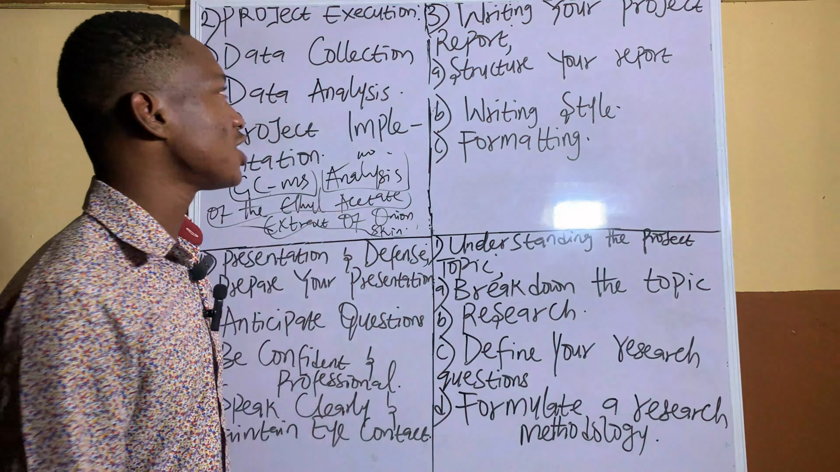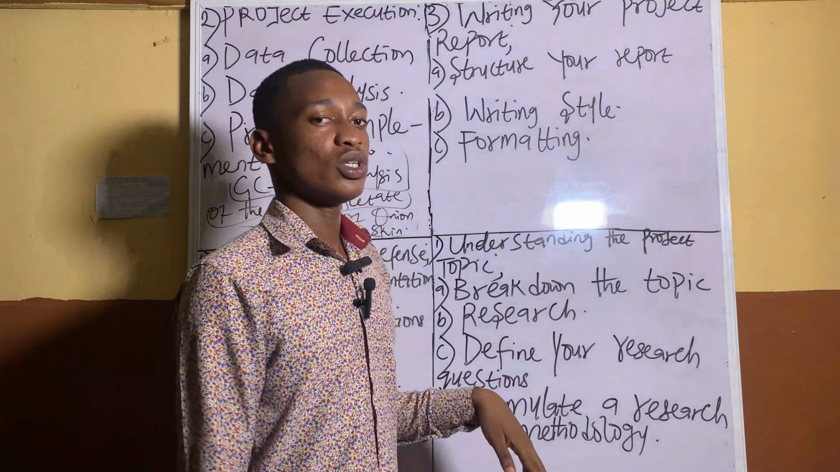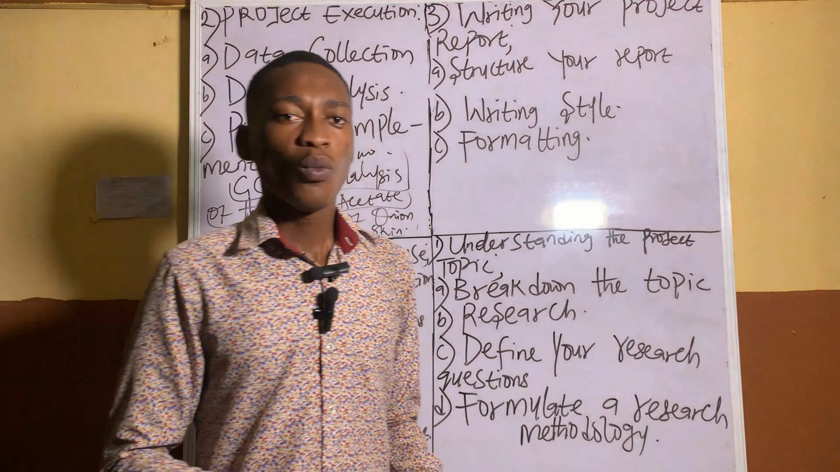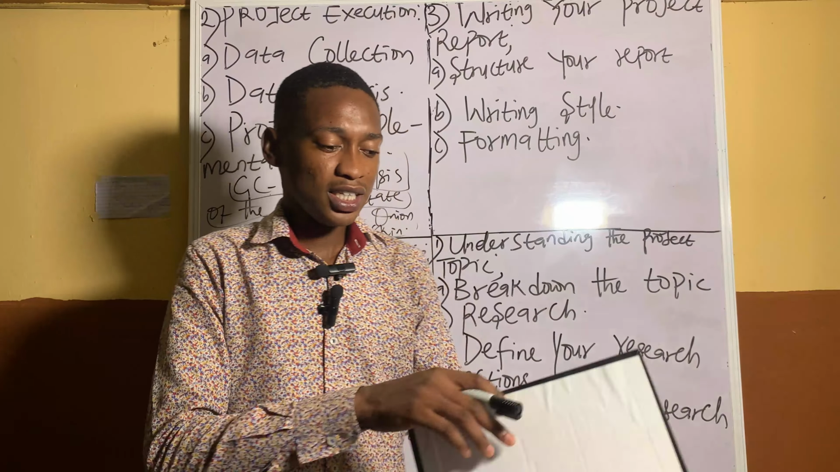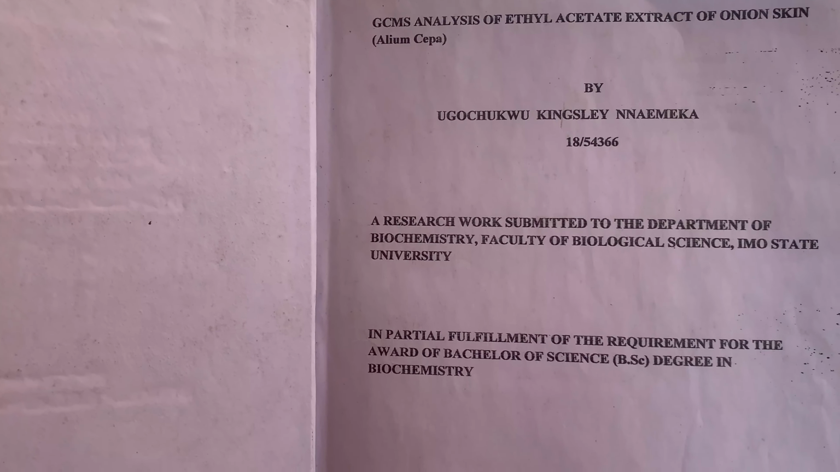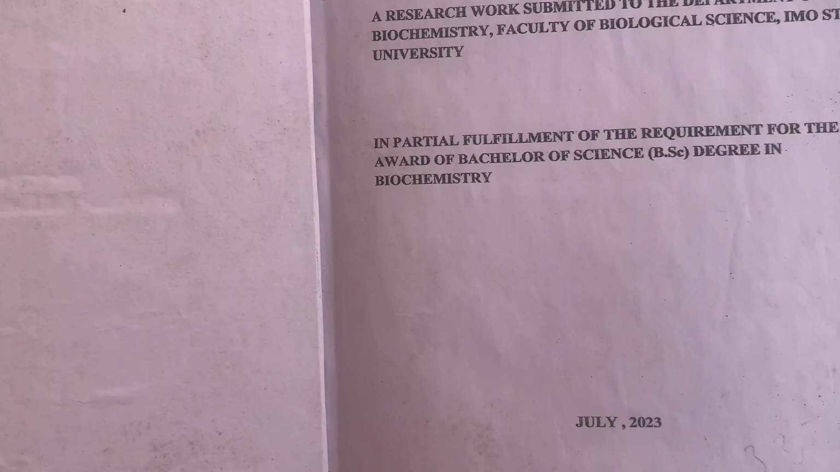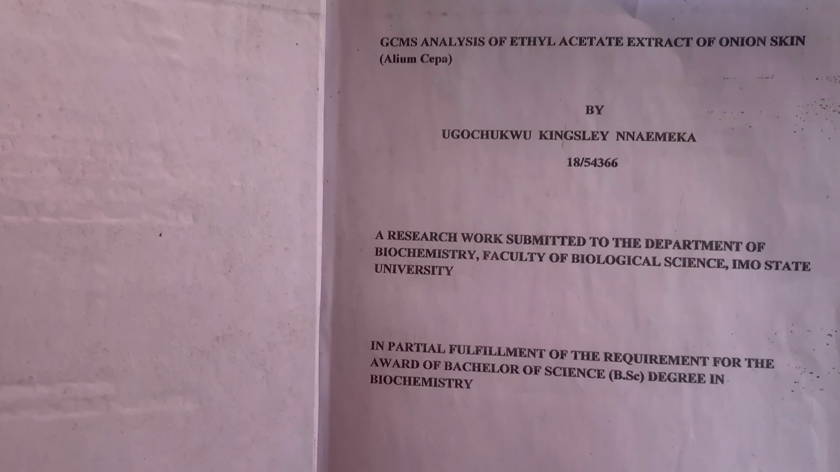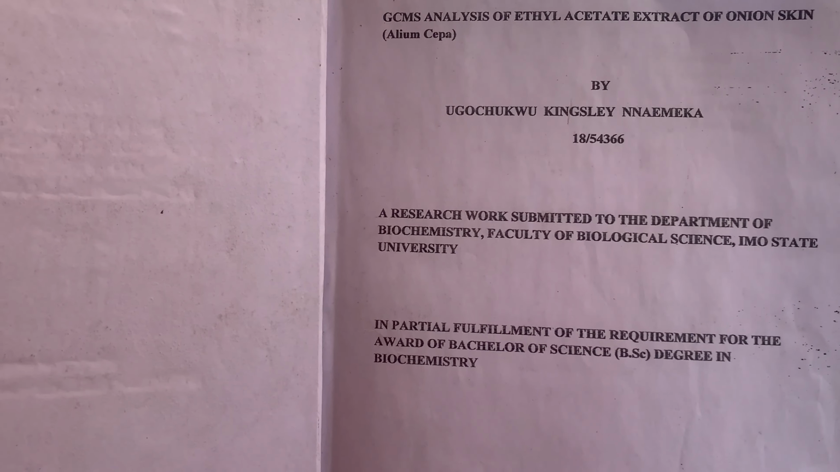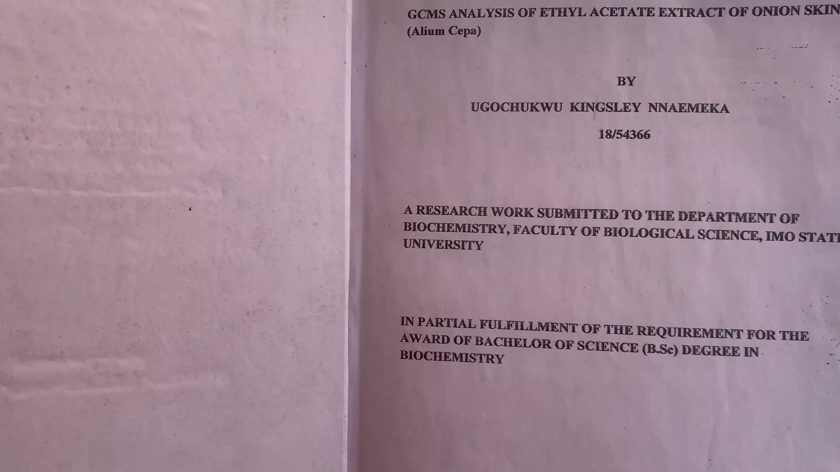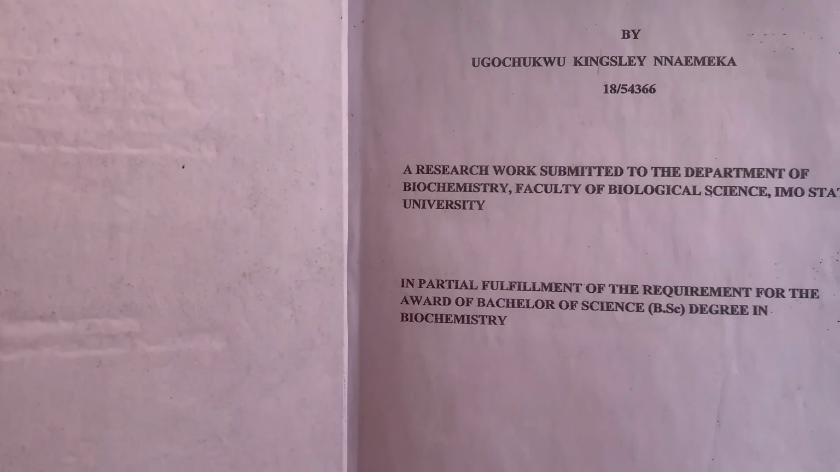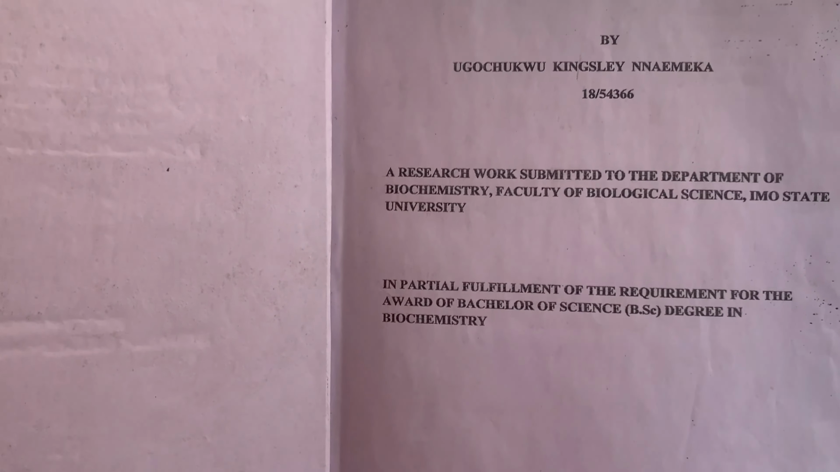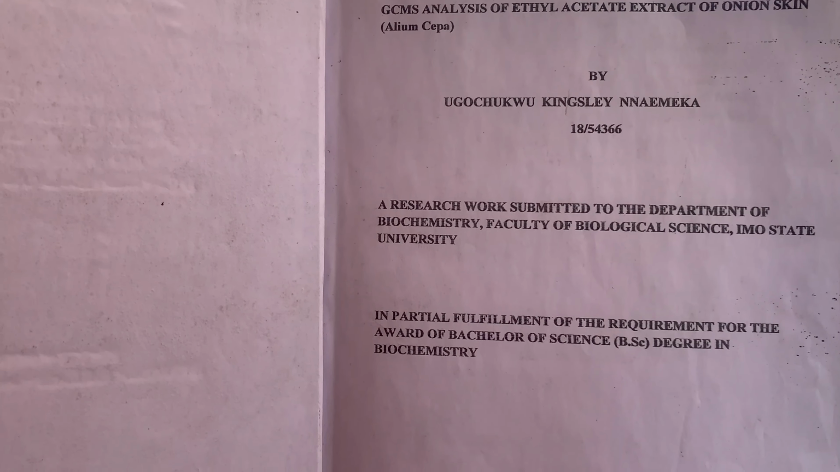Section 3 is writing your project report. The first thing you will do in writing your project report is to structure your project. When we're talking about structuring your project, this is the format. We have the title page. In the title page, you write your topic, your name, your matriculation number, and then you try as much as possible to mention your department: a research work submitted to the Department of Biochemistry, Faculty of Biological Sciences, Imo State University, in partial fulfillment and all that. You put the year.